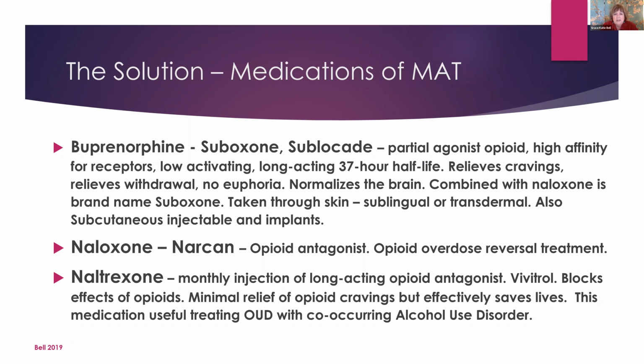Naltrexone is a monthly injection, long-acting, Vivitrol, blocks effects, it blocks opioids. Minimal, think about the cravings, the baseball field, there's minimal relief of opioid cravings, but effectively saves lives. So if you have someone who cannot fully participate in buprenorphine or methadone care, this may be the best approach. This medication is useful in treating opiate use with co-occurring alcohol use disorder because naltrexone significantly decreases cravings for alcohol. So it's in our toolkit. Next, please.